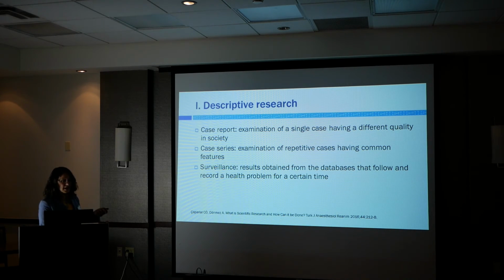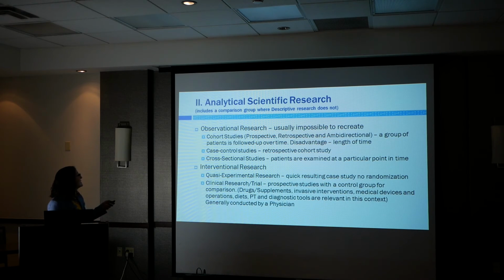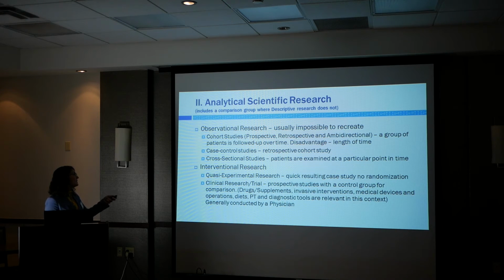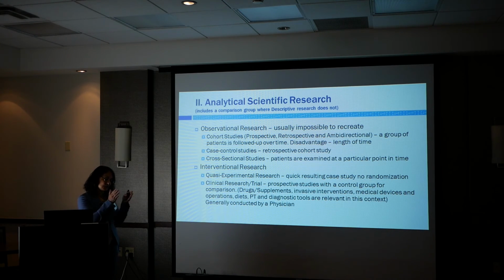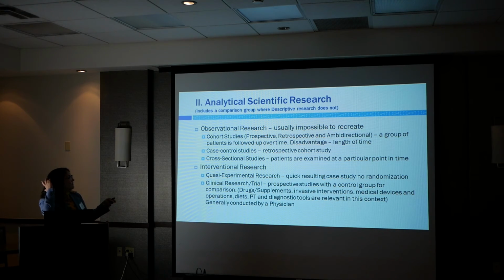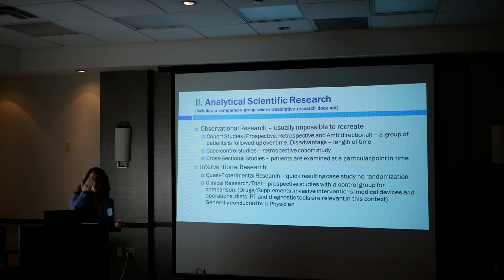And then we jump into analytical scientific research, and this has a few different types, right? So there's observational or interventional, and then within those we have multiple types. Cohort studies are going to look at a group of people either in the past or from a period in time forward, and then there's ambidirectional. One of the real disadvantages is the length of time, obviously, to attain all of that information, but the information that is attained can be really advantageous. Case control studies we sort of already talked about. And then cross-sectional studies, where they take a particular point in time in a population and look at information.